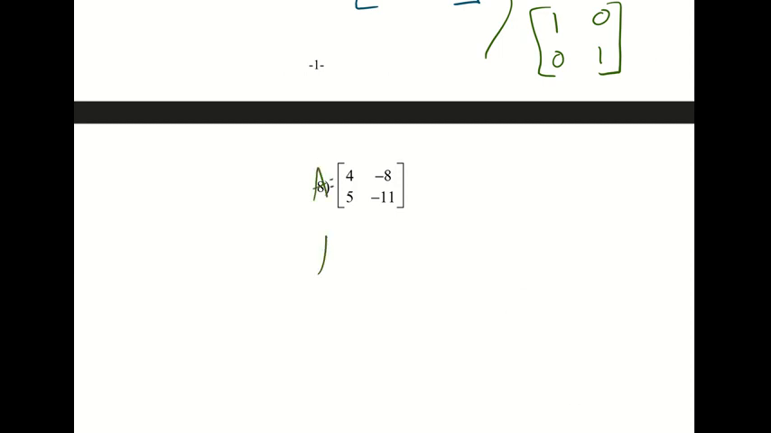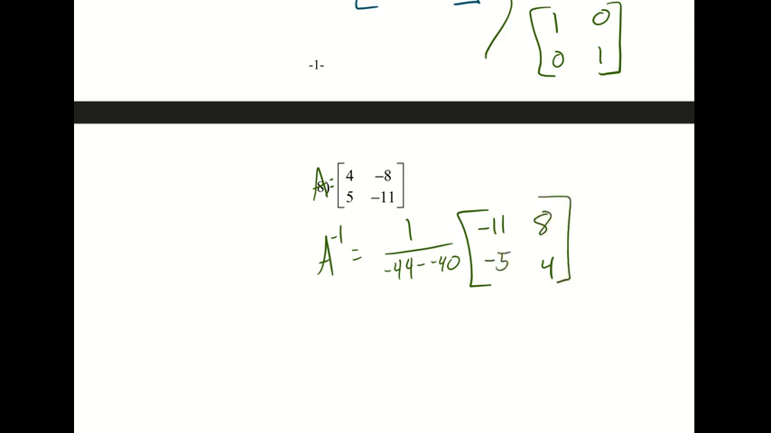So we'll call this A, so our A inverse. So that's our reciprocal of our determinant. 1 divided by, we'll have negative 44 minus negative 40. And then switch the location of A and D. And switch the sign of B and C. So we simplify our constant here. It will be 1 divided by negative 4, or negative 1/4. And there we go. So that is how you find the inverse of a 2 by 2 matrix.